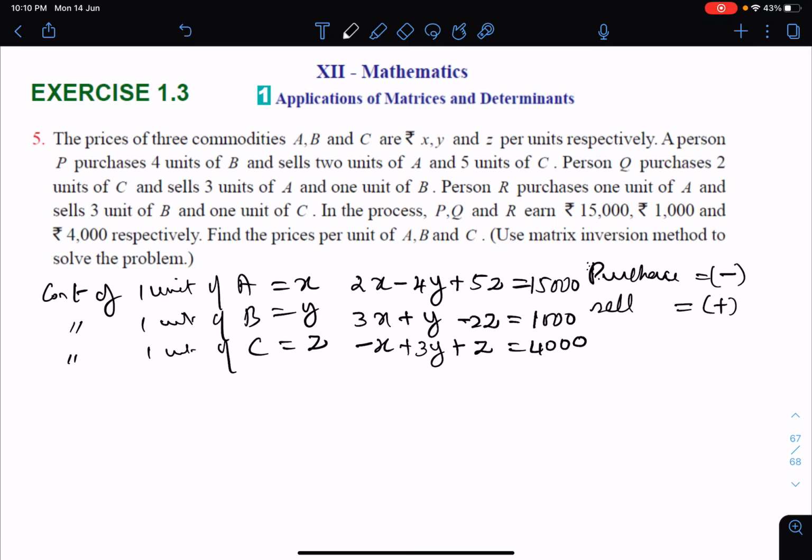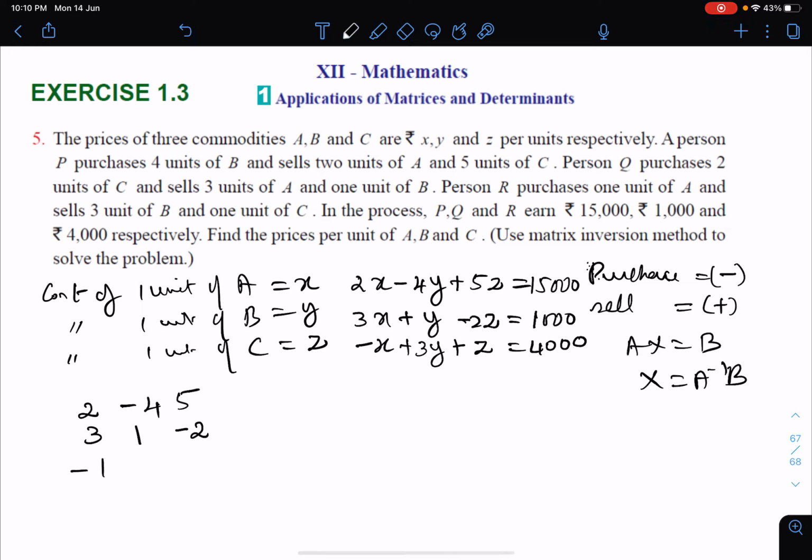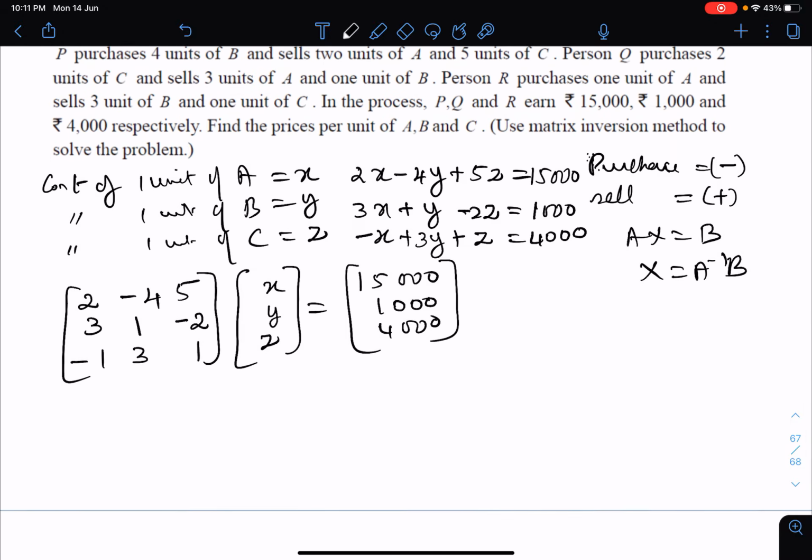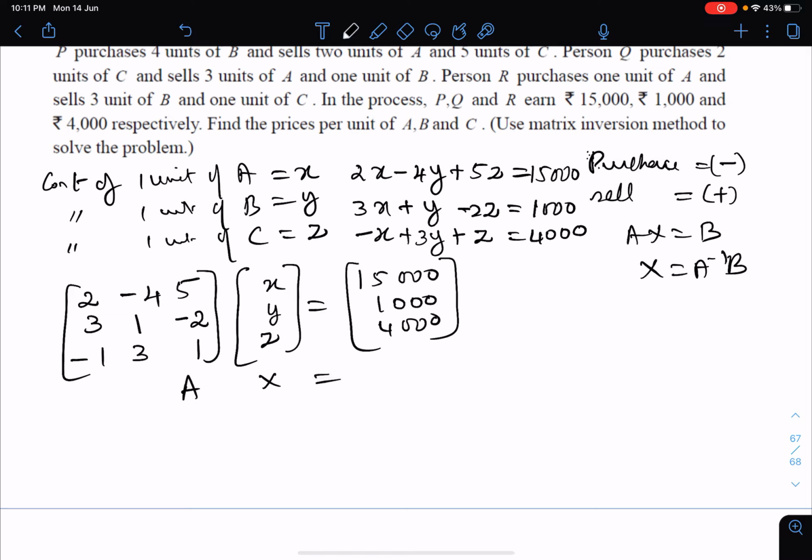From this you are going to frame AX equal to B, and our solution is X equal to A inverse into B. So what is our A? 2 minus 4 5, 3 1 minus 2, minus 1 3 1. So this is going to be our A, and our X is X, Y and Z, and our B is going to be 15,000, 1000 and 4000.